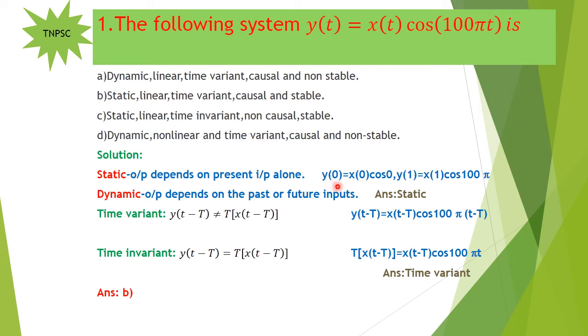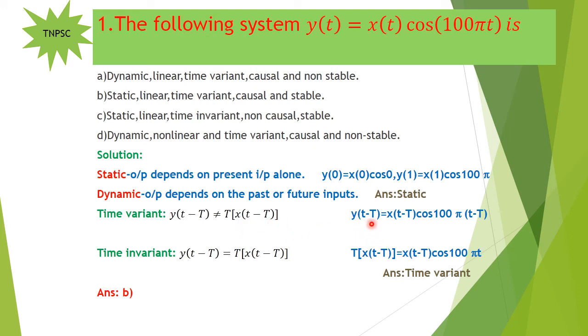So y of 0 is equal to x of 0 cos 0. If you substitute t is equal to 1, y of 1 is equal to x of 1 cos 100 pi. So from this it is clear the output at any time instant depends on the present time only. So it is called a static system. Next we are going to check for time variant or invariant. It is easier than checking the linear and non-linear systems. So we check whether y of t minus capital T is equal to or not equal to T of x of t minus T.